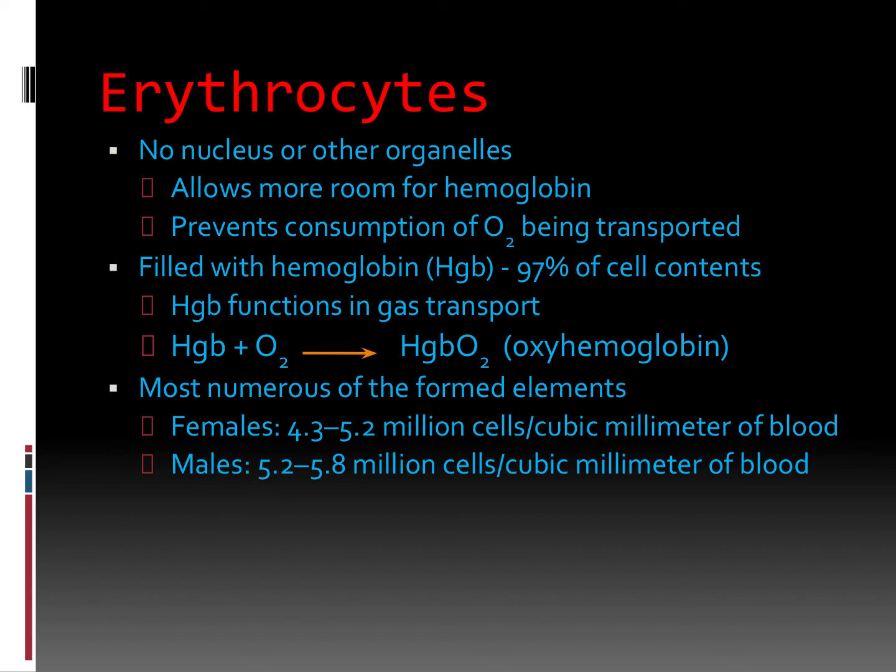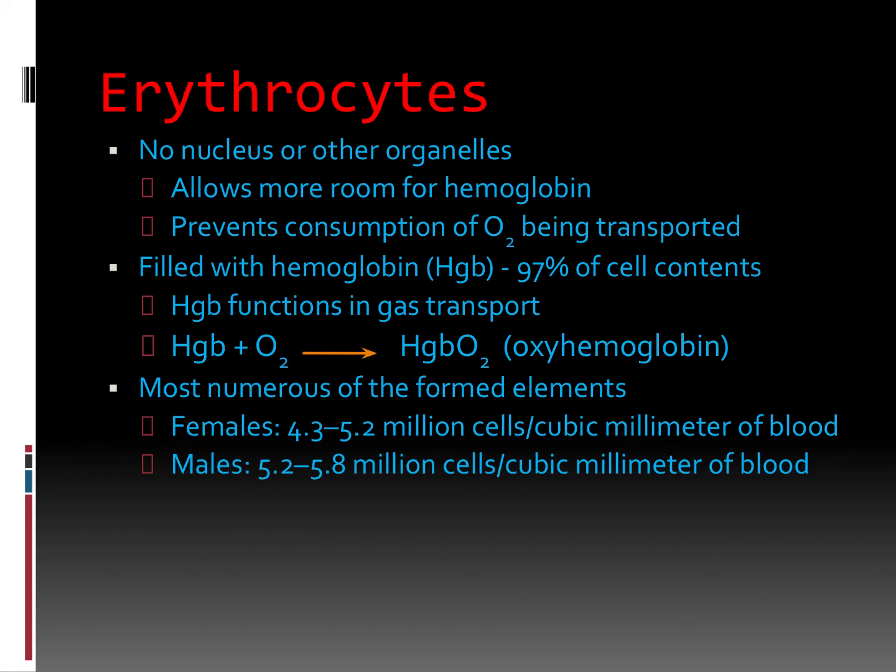So red blood cells are filled with hemoglobin. All that extra is the hemoglobin. It's about 97% of the cell contents: membrane, a little bit of cytoplasm, a lot of hemoglobin. The job of hemoglobin is to transport oxygen and carbon dioxide. When it's oxygenated, it's called oxyhemoglobin.